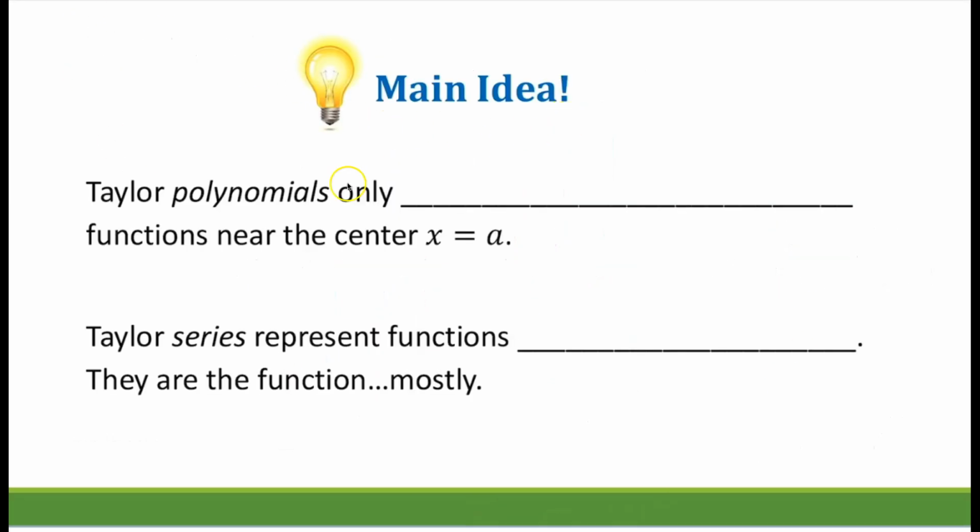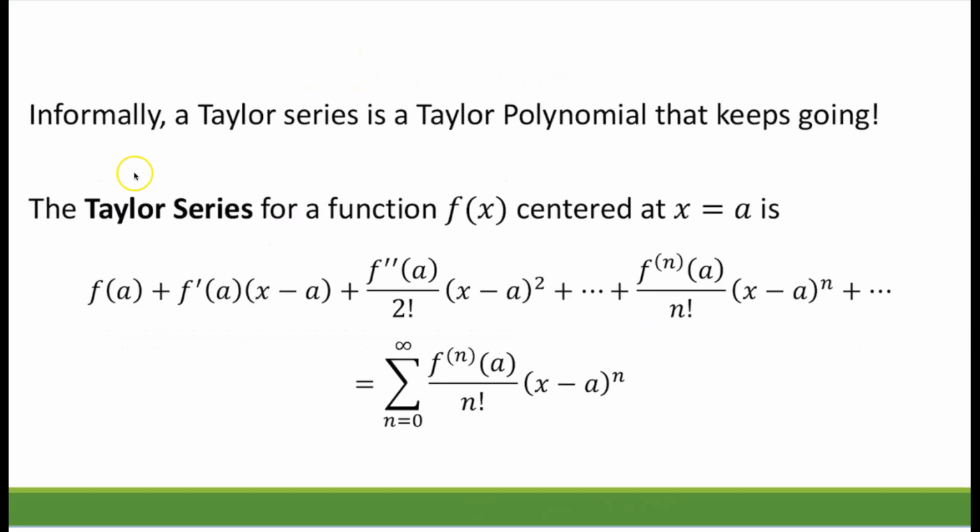The main idea is that Taylor polynomials only approximate functions near the center x equals a. As opposed to Taylor series, they represent functions exactly. They are the function, mostly, and we will get to that detail soon. Informally, a Taylor series is a Taylor polynomial that keeps going.